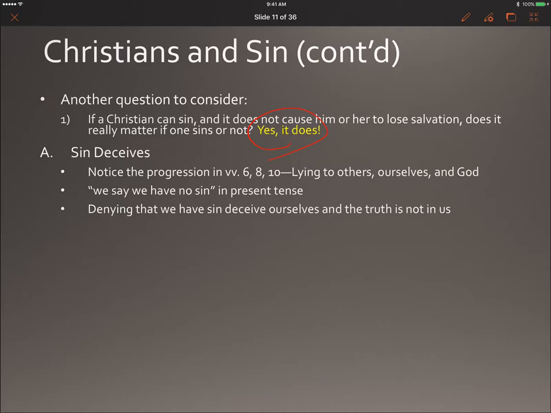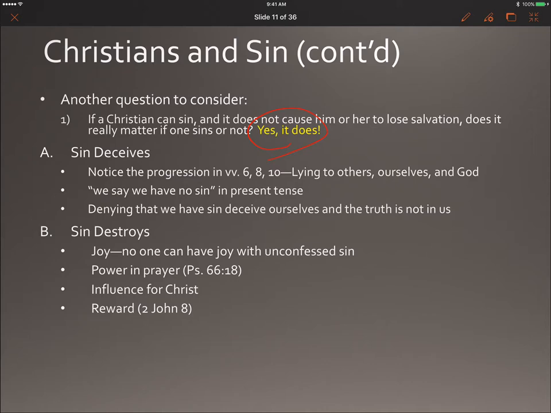If we say we have no sin, that's in the present tense. That means denying that we have sin deceives ourselves and the truth is not in us. So we have to acknowledge that sin is still hanging around, like Paul says in Romans 8. It's like that body of death we carry around, that has that stench and just kind of weighs us down. But there are blessings that God gives us. Sin can lead to physical death, but there are other kinds of death we can experience as well.